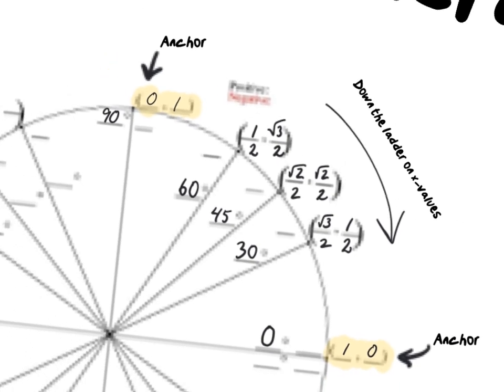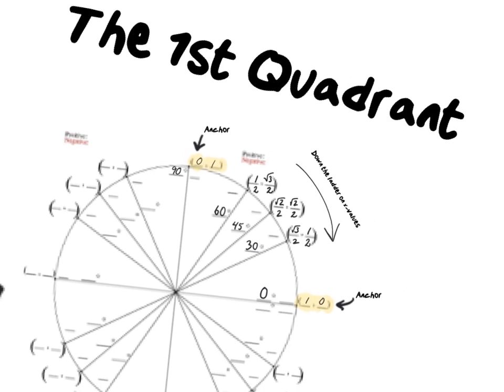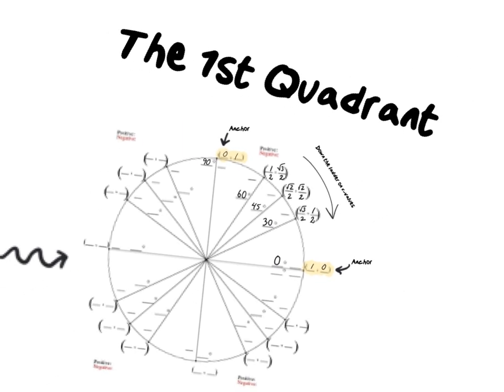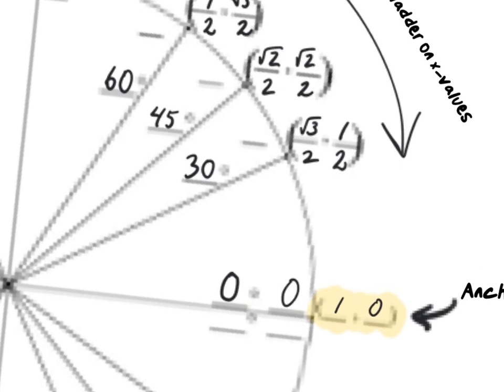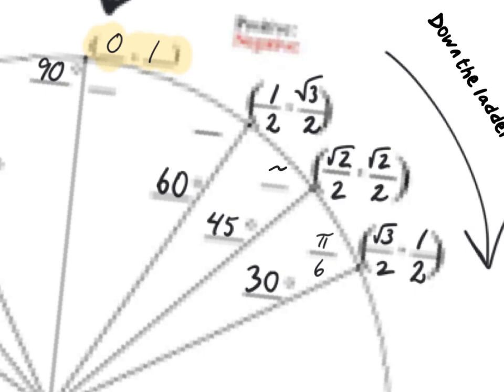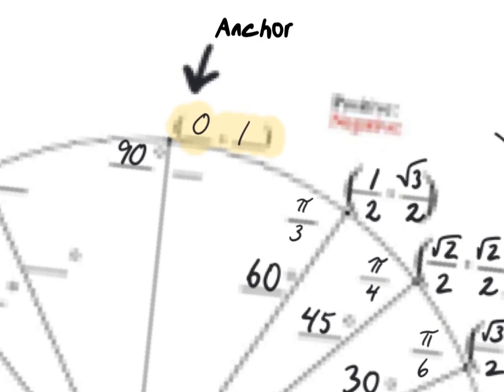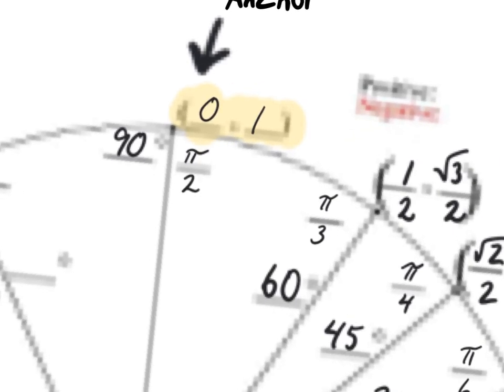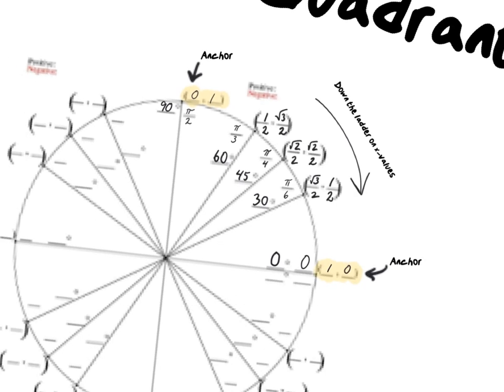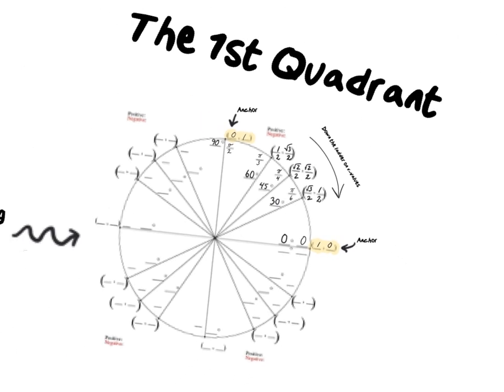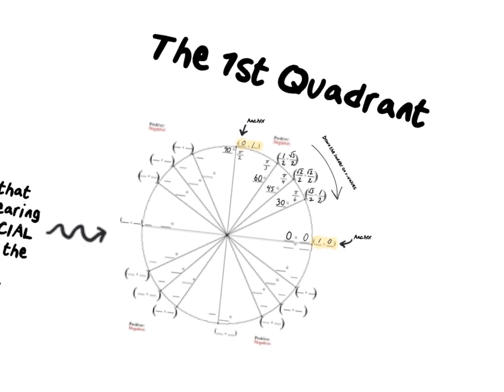All right, now let's get our radian values in. Remember, degrees and radians are two different ways that we measure angles, and so let's fill in radians. 0 degrees is 0 radians. 30 degrees is π/6. 45 degrees, that's π/4. 60 degrees, that is π/3. And 90 degrees, that's π/2. So we have a complete first quadrant with all the values.